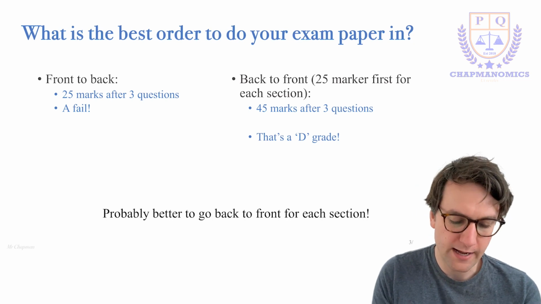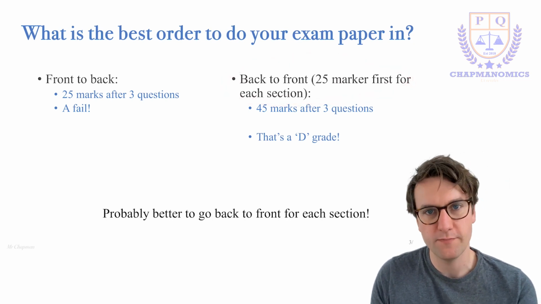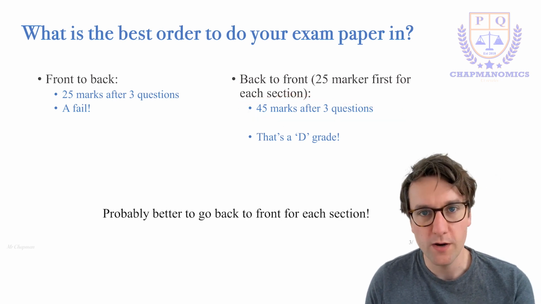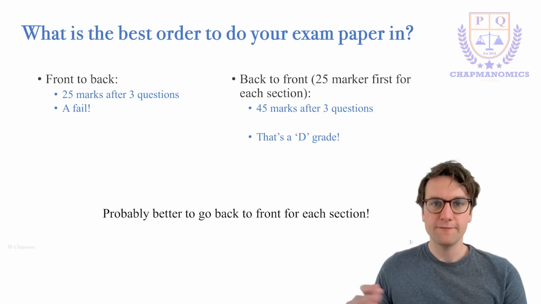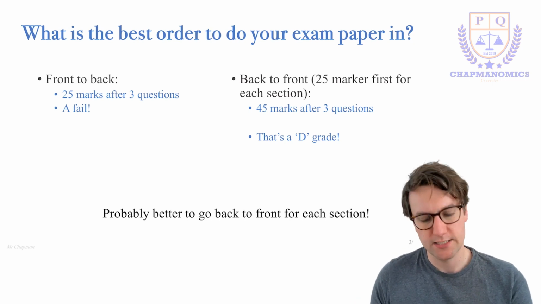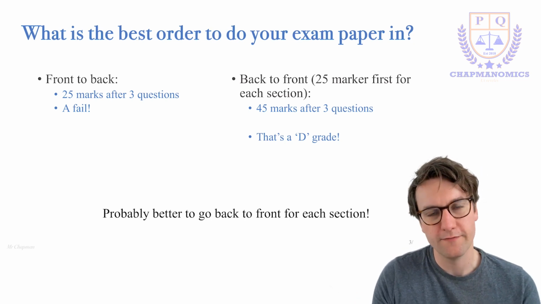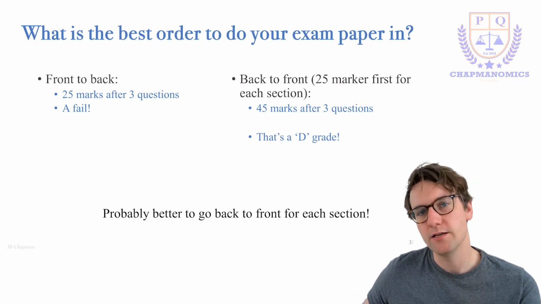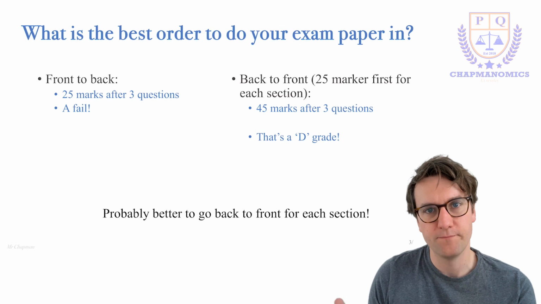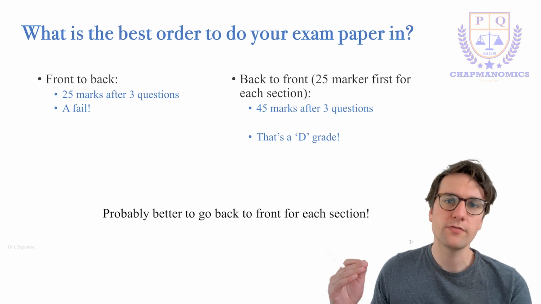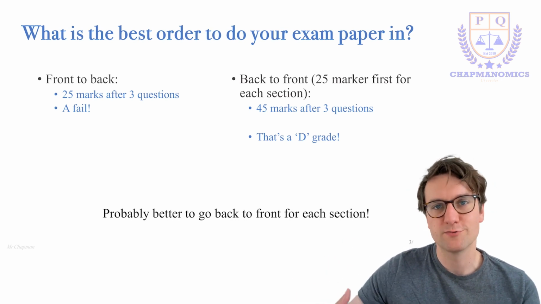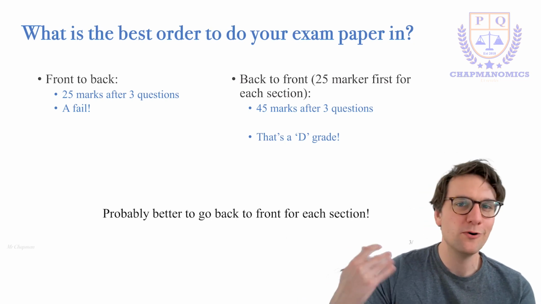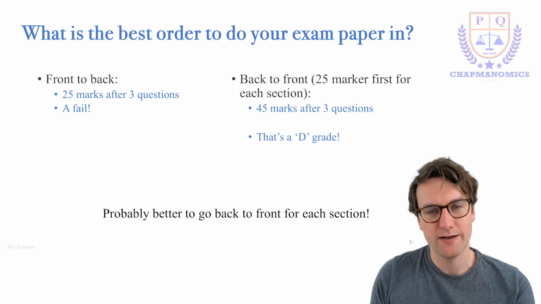However, if we go back to front, starting with our 25 marker first, after 3 questions we actually end up on 45 marks, and that is a D grade. For me, that makes the most sense to do. It makes sense to go back to front for each section. That way, when you're writing your 25 markers, you're the freshest you're going to be in that section. You have the most mental capacity and the most wrist capacity, and you also have the maximum amount of time left. Your wrist isn't sore, your mind isn't spent, and you've got the most time left.